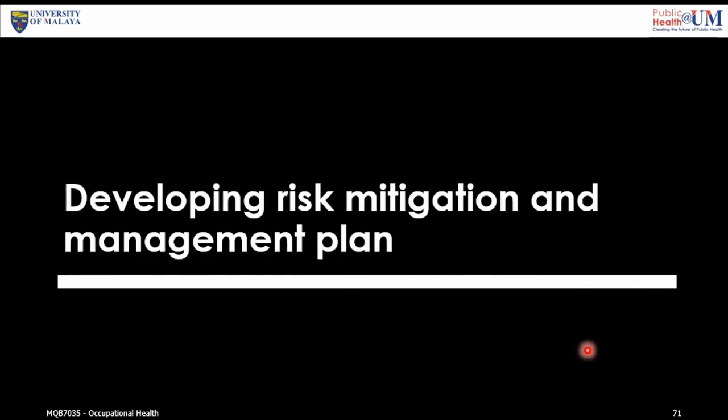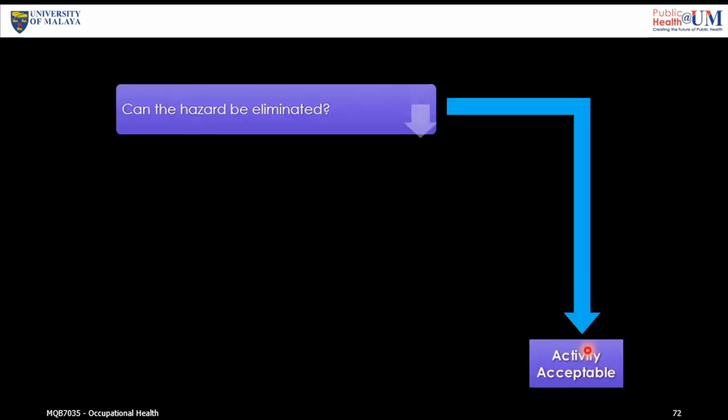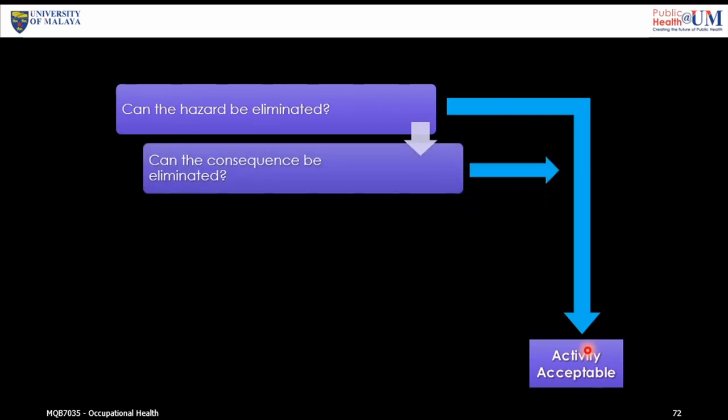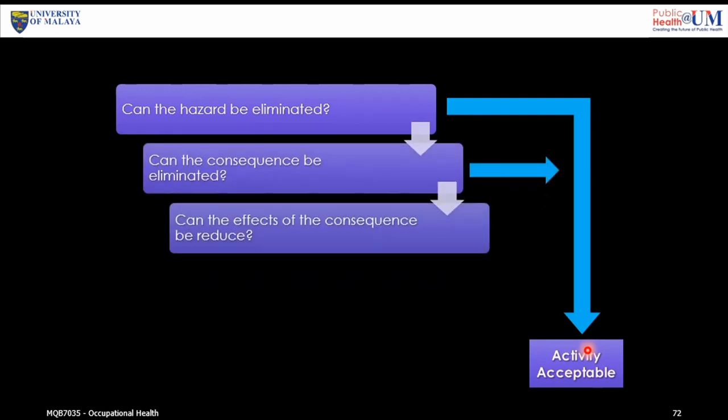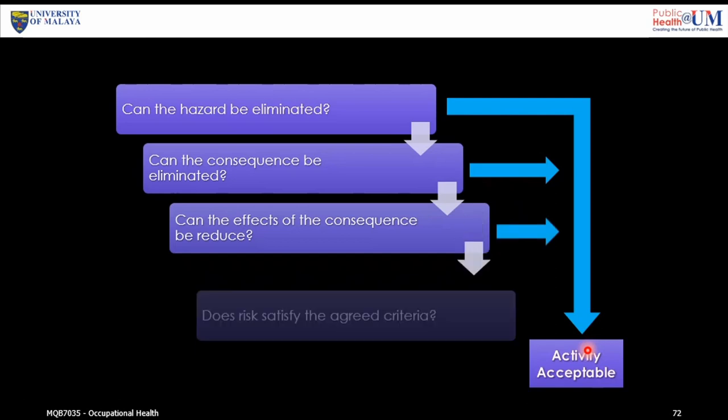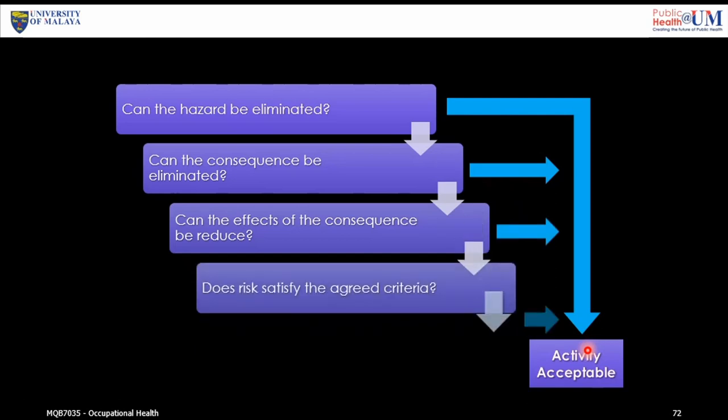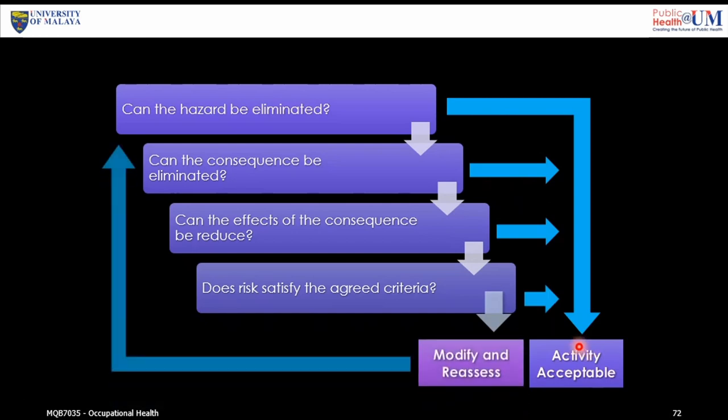Then you have to develop a risk mitigation and management plan. With all this information collected, you need to develop a risk mitigation and management plan, which consists of the following. The first thing is, can the hazard be eliminated? Then, can the consequence be eliminated? Can the effect or the consequence be reduced? Does the risk satisfy agreed criteria? If not, then you modify. You go back and follow this process over and over again until the risk becomes acceptable.